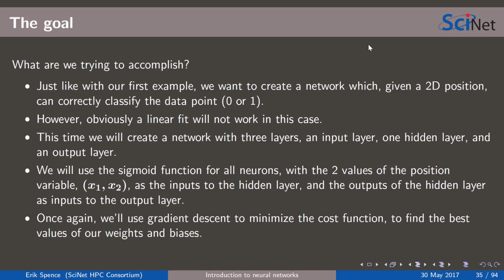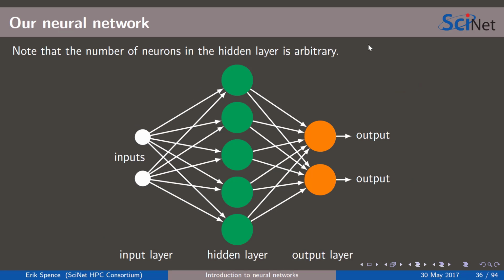The number of neurons in our hidden layer is arbitrary. We can change that around, and the code has to be able to handle that. Again, we're going to use gradient descent to minimize the cost function to find the values of our weights and biases, the W's and B's for our neurons. Same exercise as last time, except this time we've got an actual network.